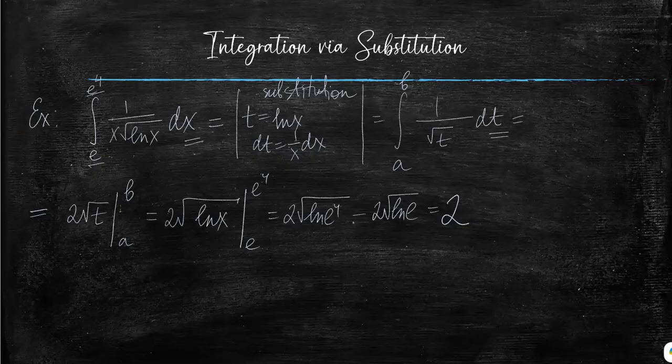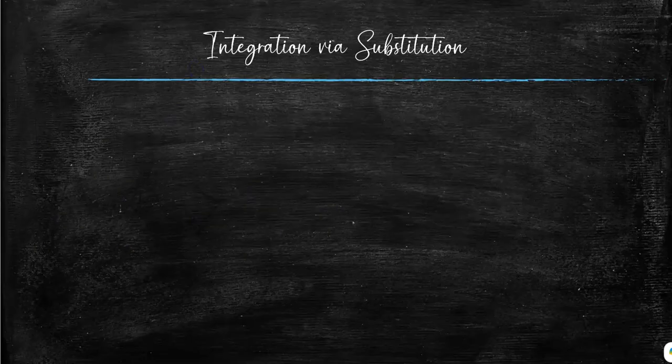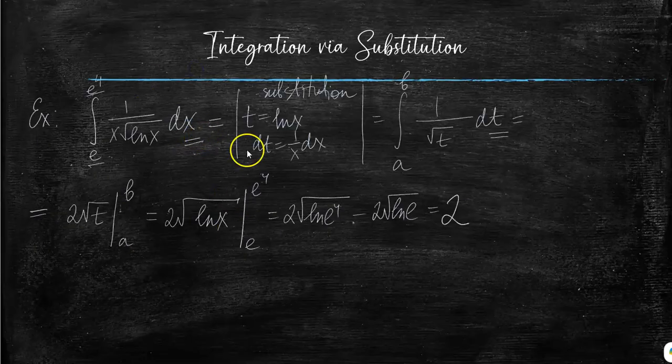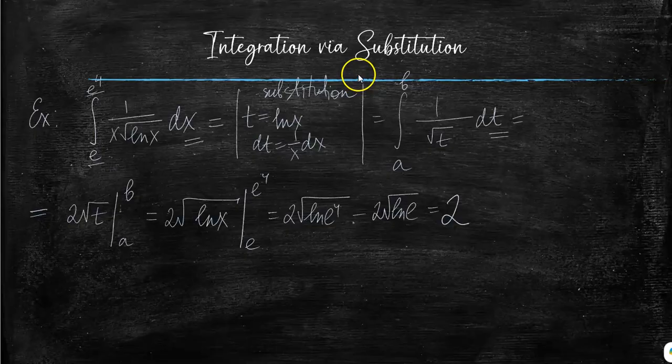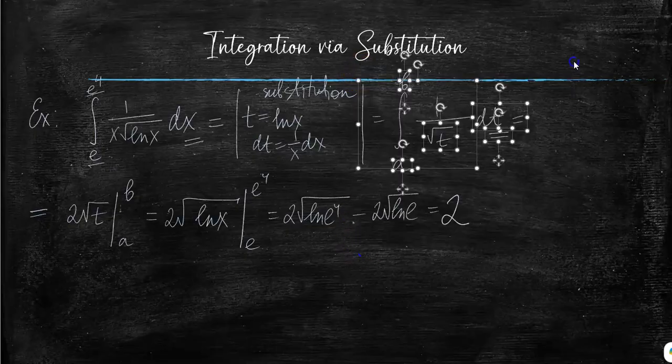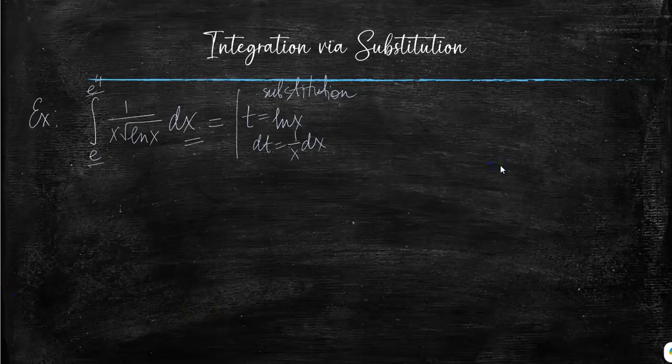However, this is not the only way of embedding substitution in the definite integration process. Let me show you the other way. So back to this problem. Actually, this is all good. Up to here, it's all good. It's all good right here, right?